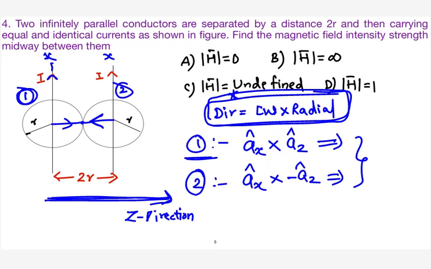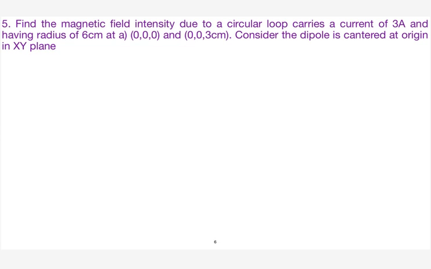So you got this concept right now, this shortcut? Good. So move on to the next question then.